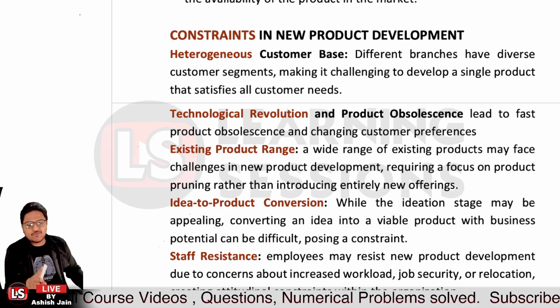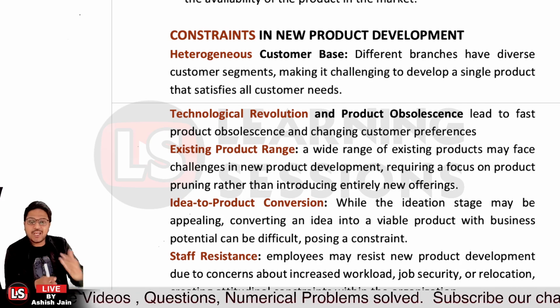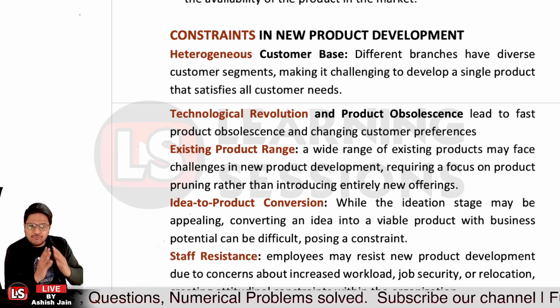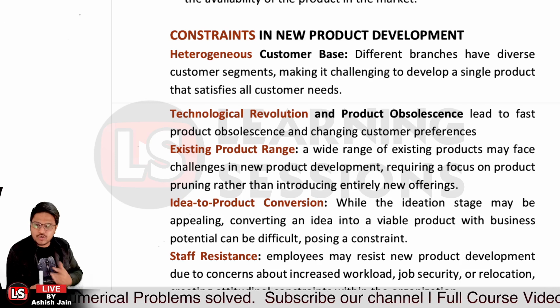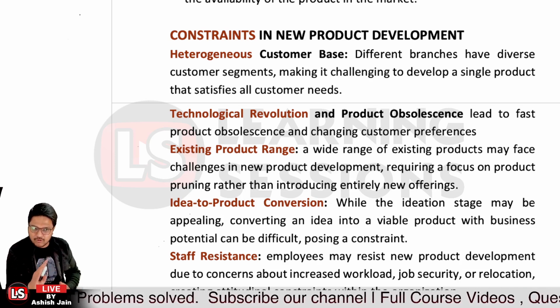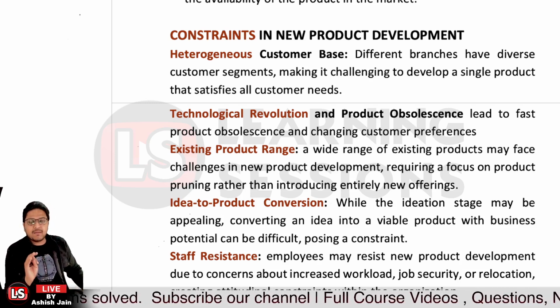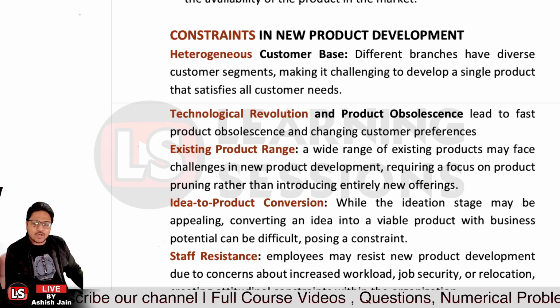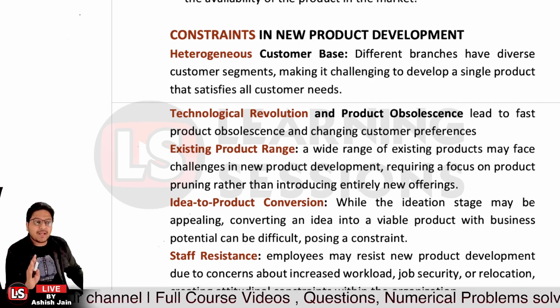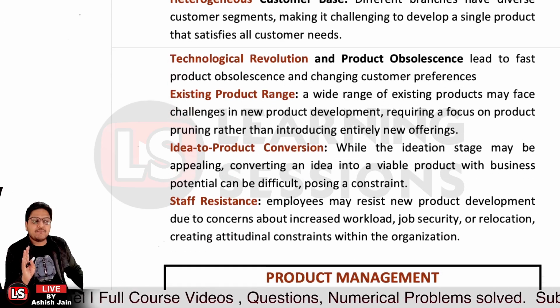And staff resistance: when you are going through a change or innovations are to be made, staff may not be aligned to your changes or objectives. There must be some resistance that you can look into, right? It may be due to increased workload, job security or relocation, right? So these cases must be there, and these are the different constraints which are being faced, right?